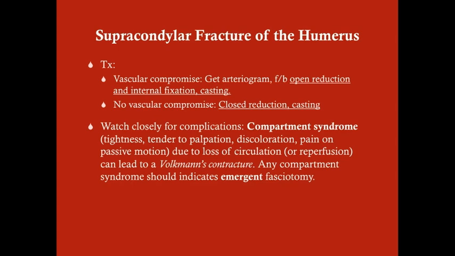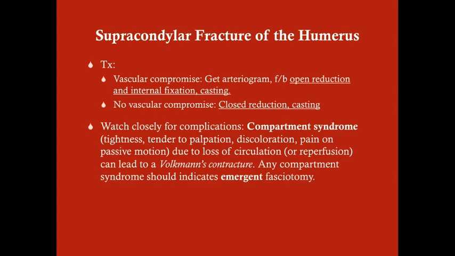So, how do we treat this? Well, as I mentioned, if there's vascular compromise, we want to get an arteriogram, and then this will have to be followed by an open reduction and internal fixation, as well as repair of the damaged artery, and then this will be followed up by casting. If there's no vascular compromise, then we'll be able to treat this just simply with closed reduction and casting in most cases. As mentioned, watch closely for complications, particularly compartment syndrome.